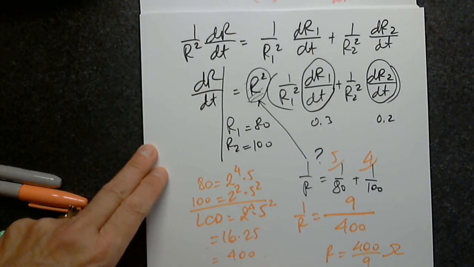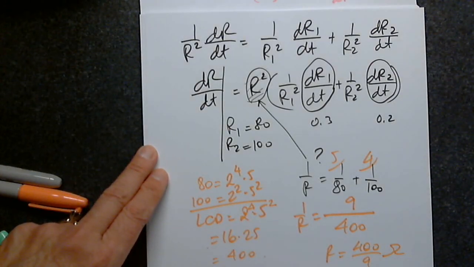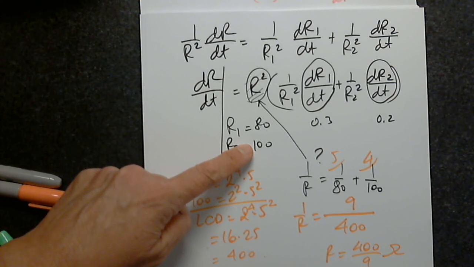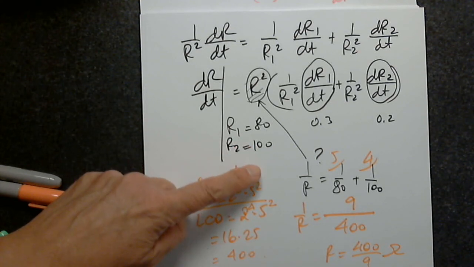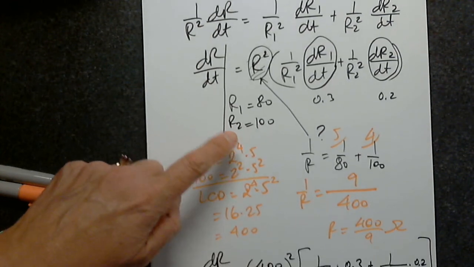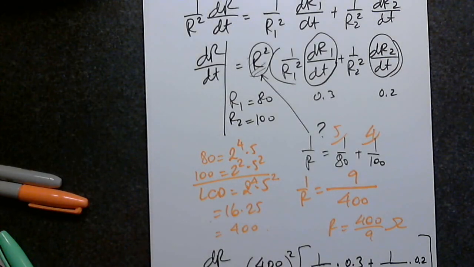So therefore, dR over dt equals 400 over 9 squared, times 1 over 6400 times 0.3 plus 1 over 10,000 times 0.2. Careful how you put all this in the graphing calculator.